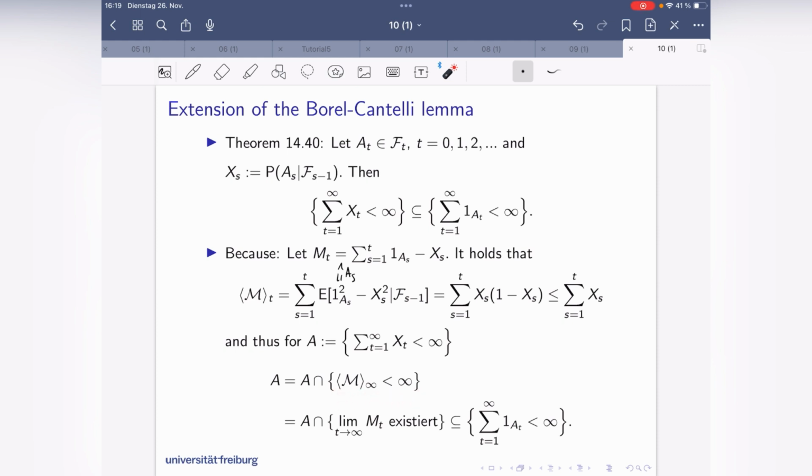So we have this, A equals A with the intersection here. On M infinity finite, the limit exists. And what does it mean that the limit exists? It means that this sum here has to be finite. Otherwise it cannot exist, because the sum of this thing here is finite. So we have this, and we are done proving this extension of the Borel-Cantelli lemma. Okay, that's it for today, and hope to see you next time.